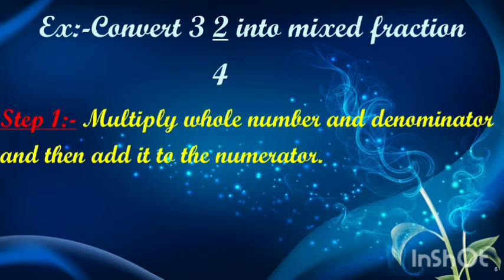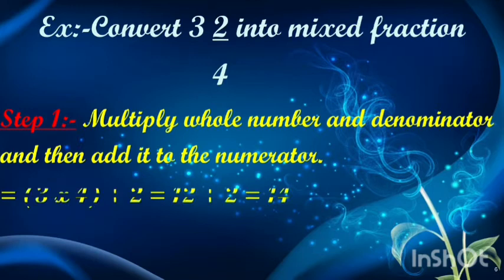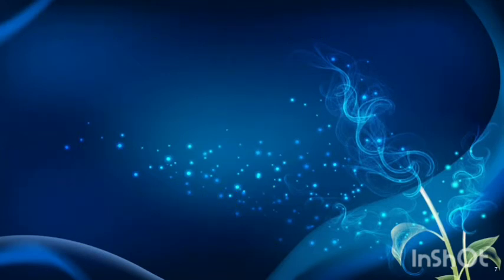Our step 1 is to multiply the whole number and denominator and then add it to the numerator. Here our whole number is 3 and denominator is 4. So we will multiply them, and to whatever is the answer, we will add our numerator, which is 2. Therefore, our equation becomes 3 multiplied by 4 plus 2 upon 4. 3 4s are 12 plus 2 upon 4. At the end, our answer is 14 upon 4. Therefore, 3 and 2 upon 4 equals 14 upon 4.